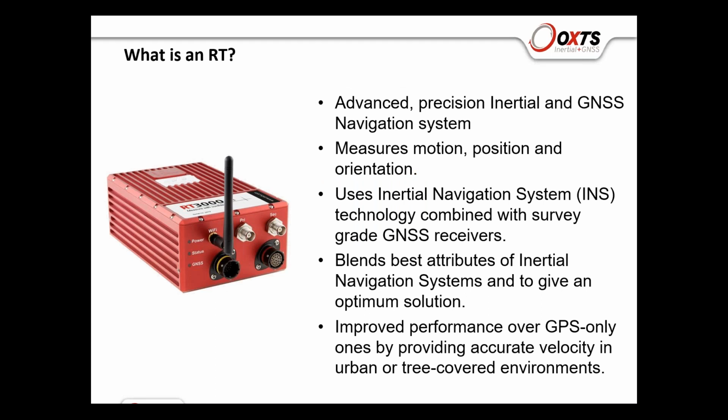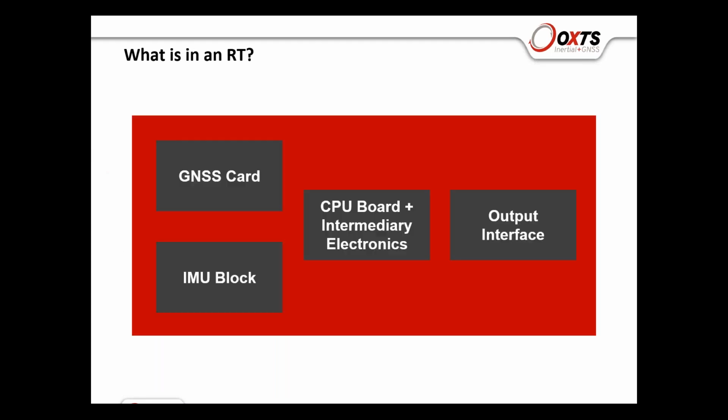Let's start by having a look at what is an RT, or any of the OxTS products. An RT is an advanced precision inertial and GNSS navigation system. It measures motion, position and orientation really accurately, and it uses inertial navigation system technology combined with survey-grade GNSS receivers. It blends the best attributes of inertial navigation and GPS navigation to give an optimum solution, and it gives improved performance over GPS-only ones by providing accurate velocity updates in urban or tree-covered environments.